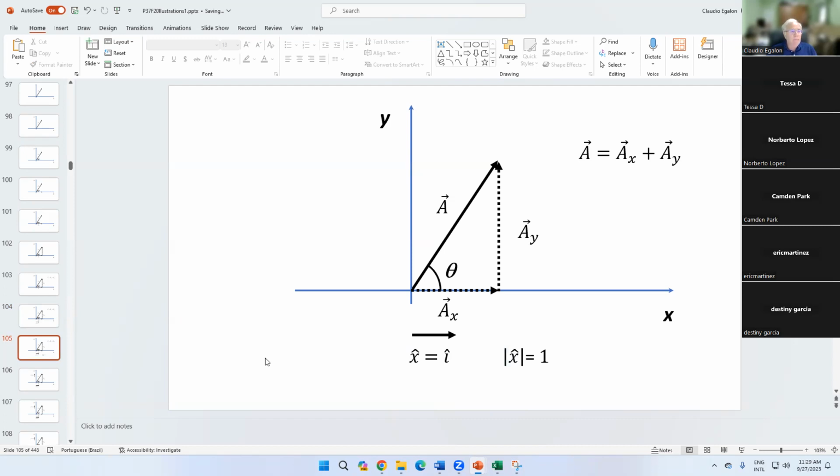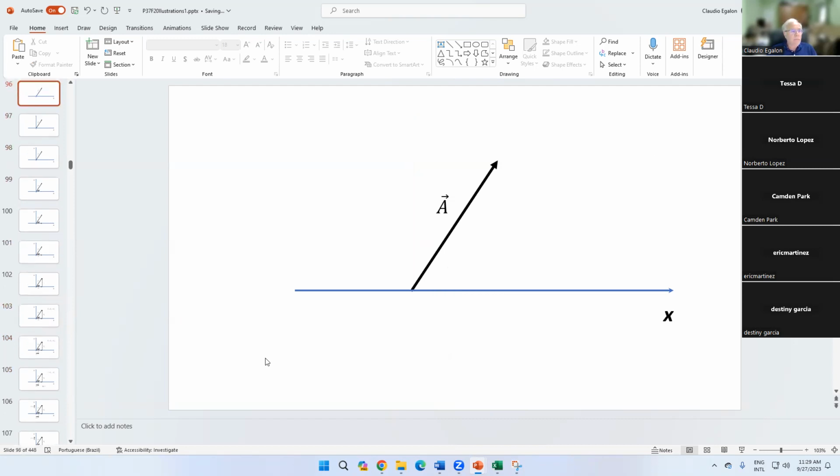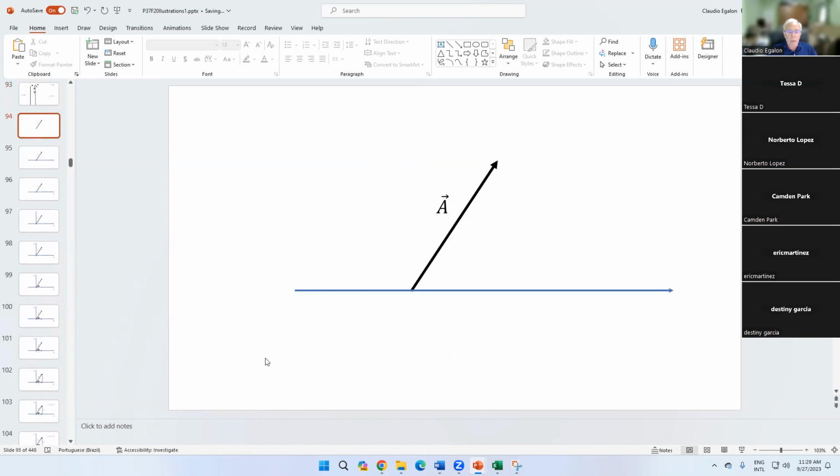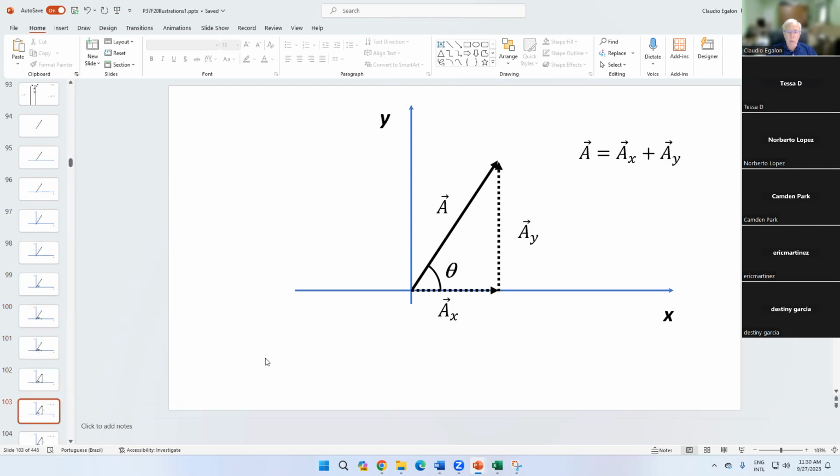Let's play the movie again so you don't forget it. A vector. We come up with an x-axis, and then we come up with a y-axis, a two-dimensional coordinate system. So we can break down this vector into two components, right? This vector makes an angle theta with the x-axis. We break it down into a component along the x-axis and another component along the y-axis.